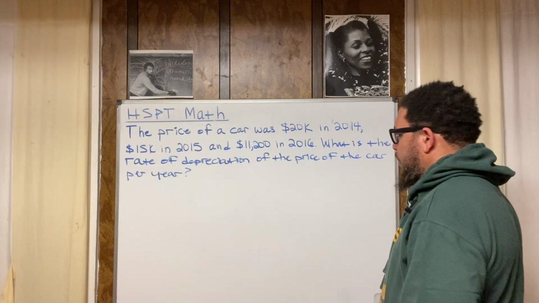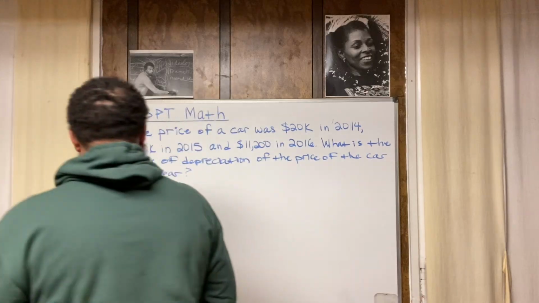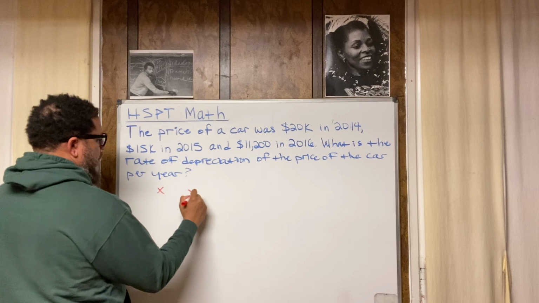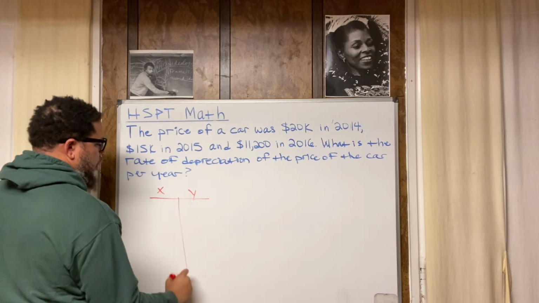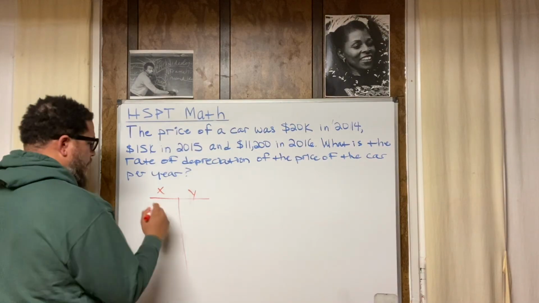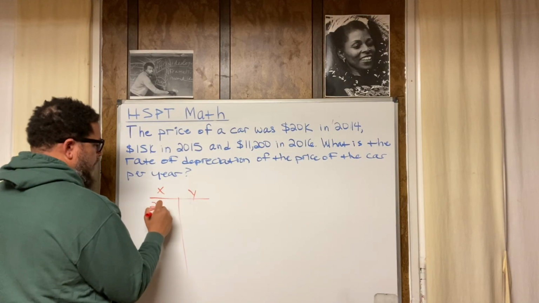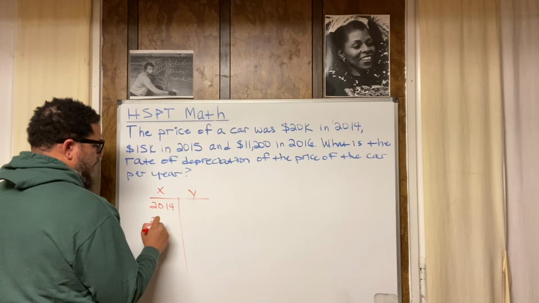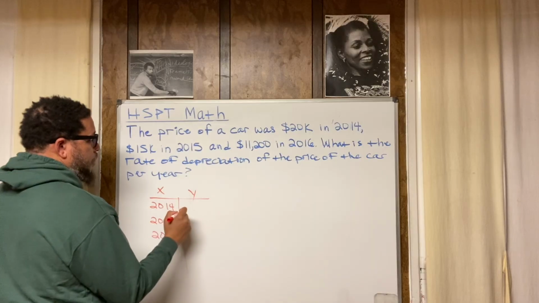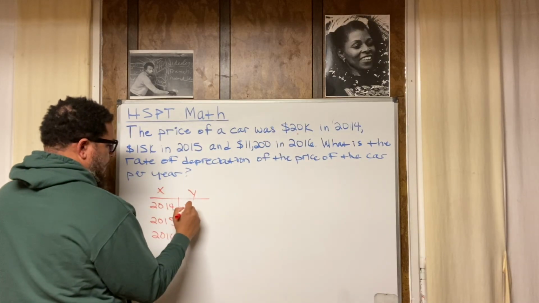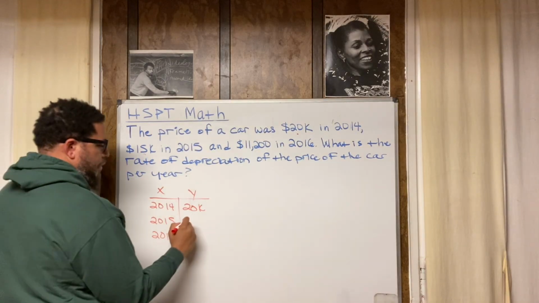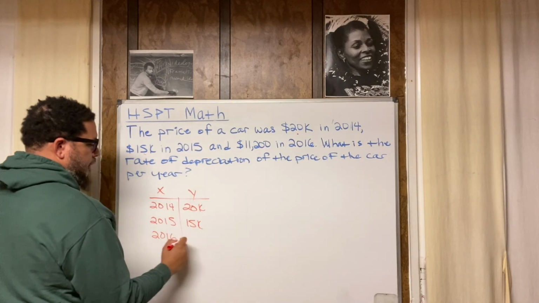All right, so what I want to do is a little chart, a little table real quick, where we have our x values and our y values. So you got your x values and your y values. Our x values are the years, because x represents time, usually. So we got 2014, we got 2015, and we got 2016. So in 2014, how much was the car? 20K. So we write 20K. 2015, how much was the car? 15K. 2016, how much was the car?